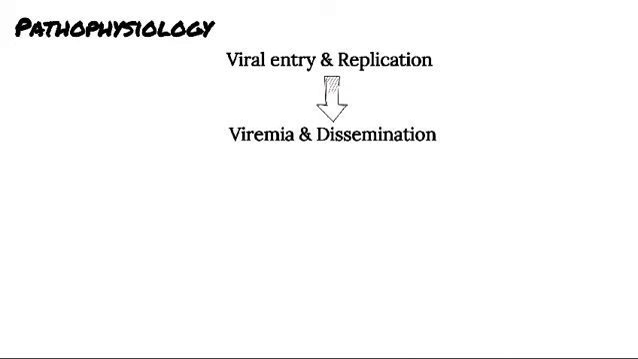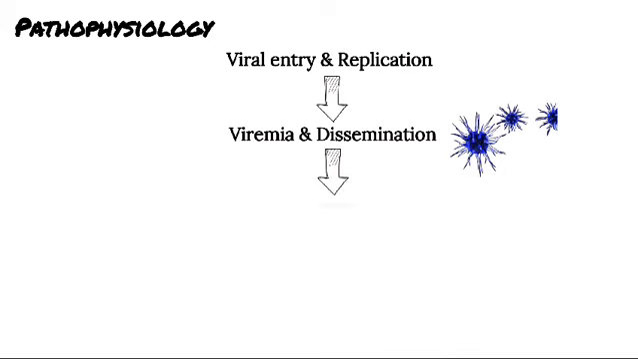The pathophysiology of West Nile virus involves several steps. West Nile virus enters the human body through the bite of an infected mosquito. The virus initially replicates at the site of inoculation and then spreads to the lymph nodes. After replication, WNV enters the bloodstream, leading to viremia. This allows the virus to disseminate to various organs.